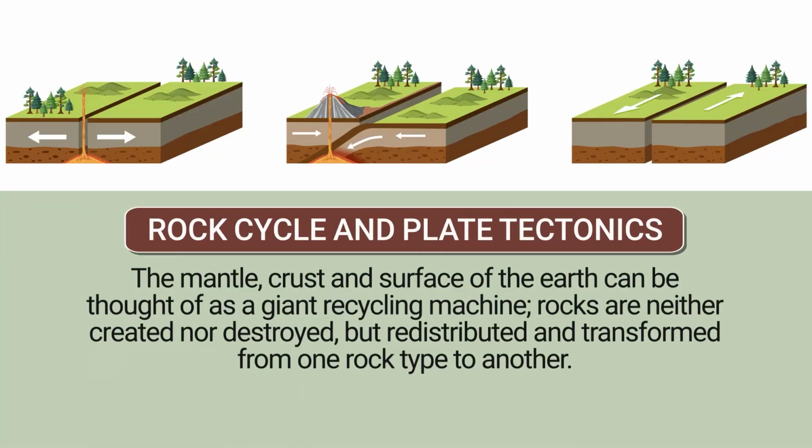The mantle, crust and the surface of the earth can be thought of as a giant recycling machine, and the rocks are neither created nor destroyed. What is actually happening is the material which is there is redistributed and transformed from one form to another. This transformation, this movement requires energy, and as I said to you, the primary source is the radioactive energy. It is also gravity, it is also the sun's energy for the external processes which take place.